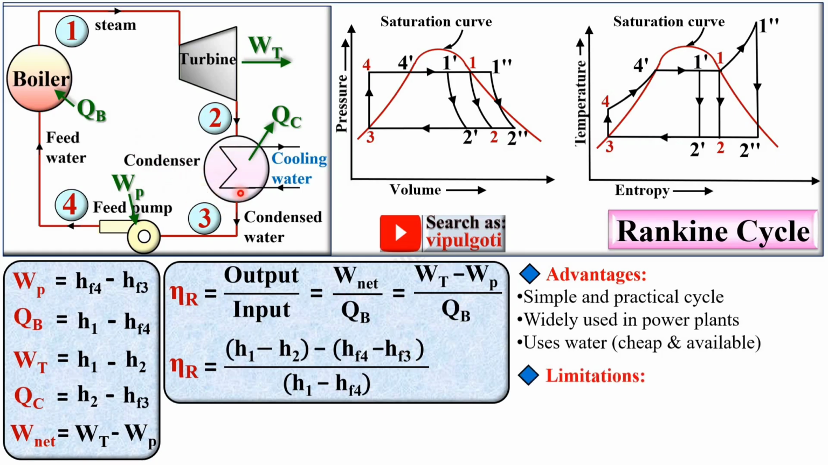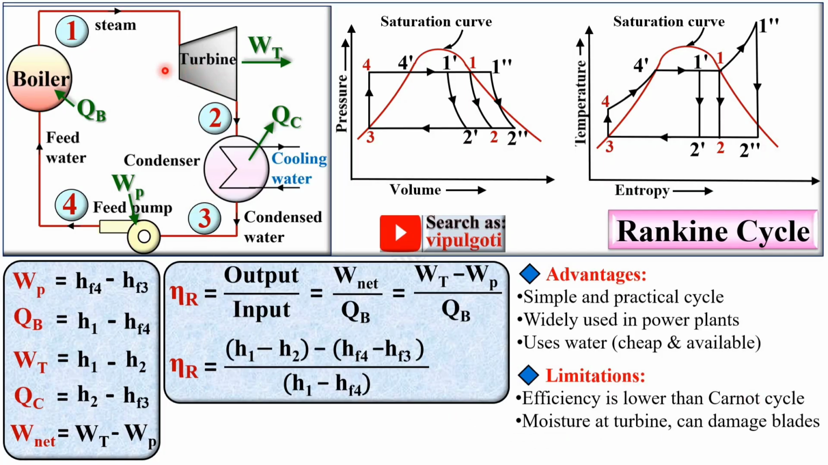Now the limitations of this Rankine cycle. Efficiency is lower than the Carnot cycle. Because already we have discussed, the Carnot cycle is actually an ideal cycle where lots of assumptions are there and which is used to compare the other cycles. That's why the Carnot cycle has the highest efficiency.